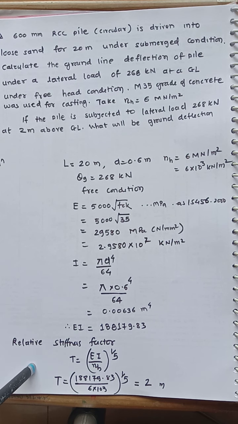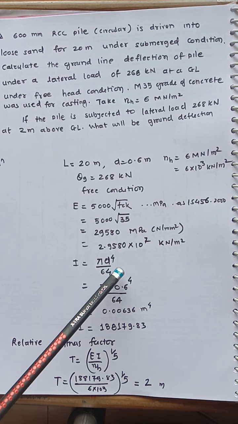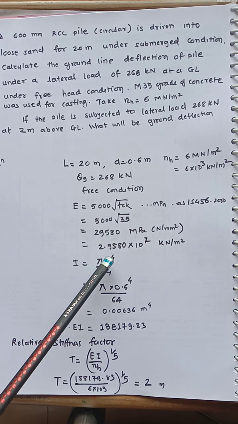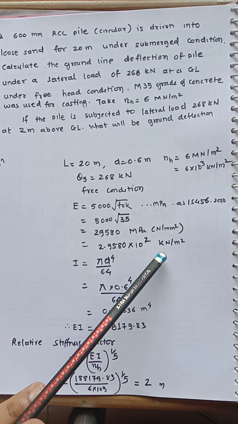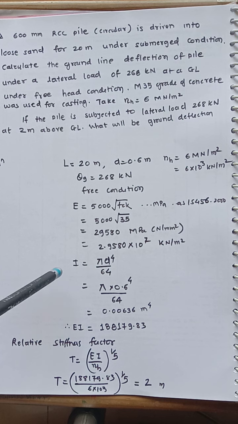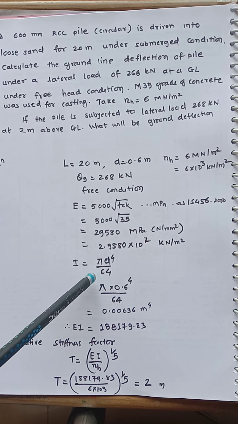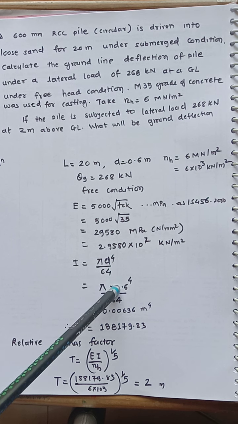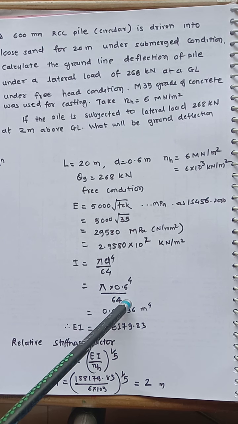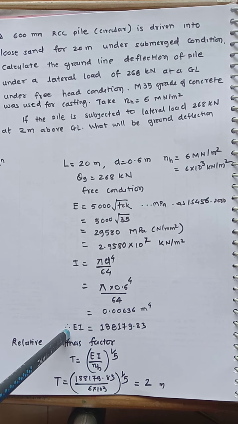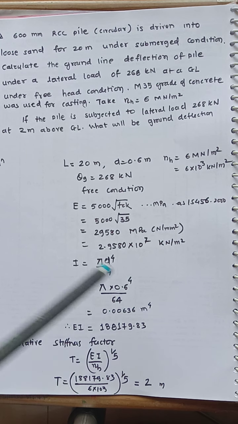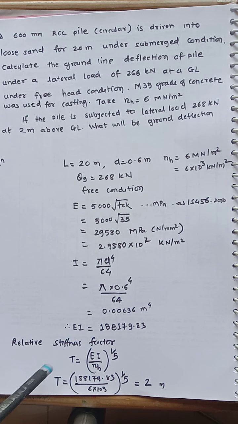All our values generally we keep in kilonewton per meter square, so I multiply by 10 raised to 3 again. So it will be 2.9580 into 10 raised to power 7 kilonewton per meter square. Okay, calculate I value for this circular section, pi d power 4 by 64. Diameter is 0.6, so you get I as 0.00636 meter 4. So you get EI finally as 188,179.81. Now calculate the relative stiffness T, the fifth root of EI upon nh. Substituting the values of EI and nh, you get 1.997, so it is 2 meter.